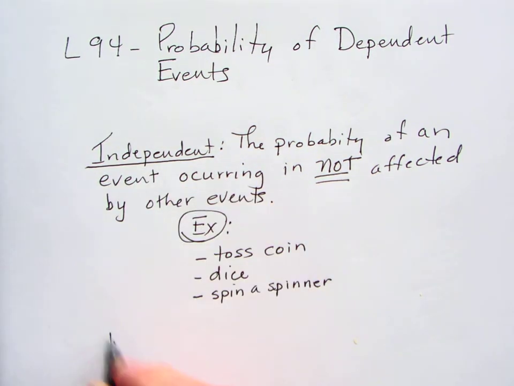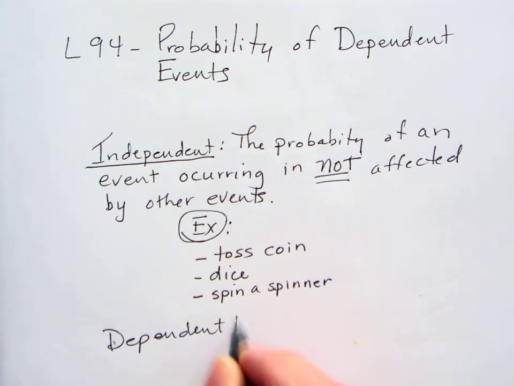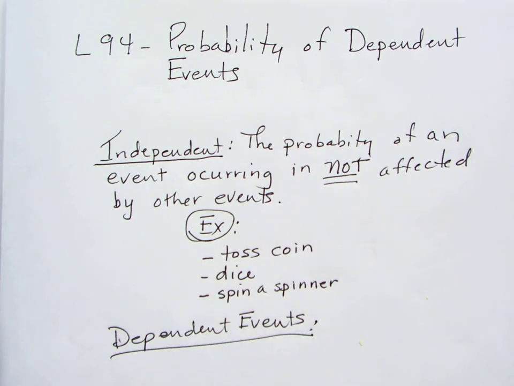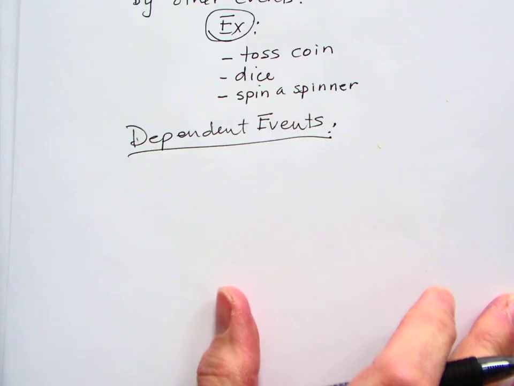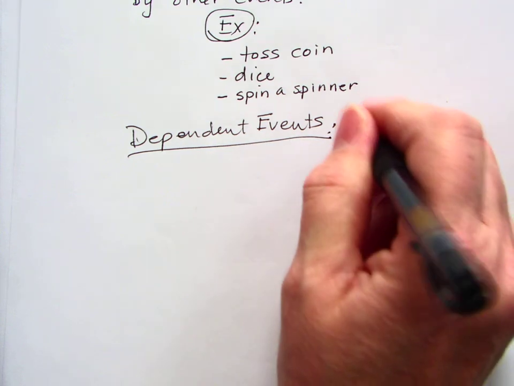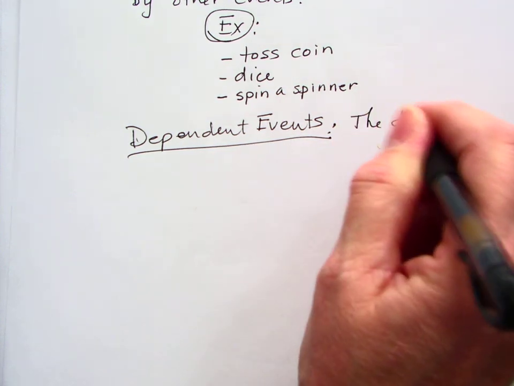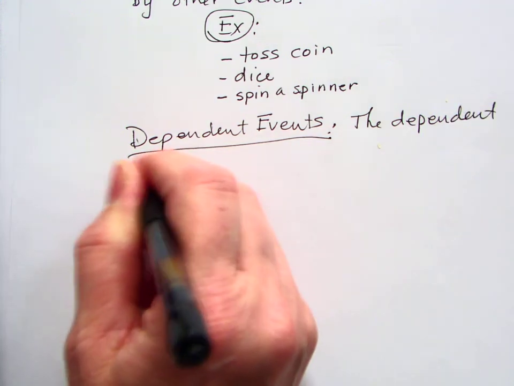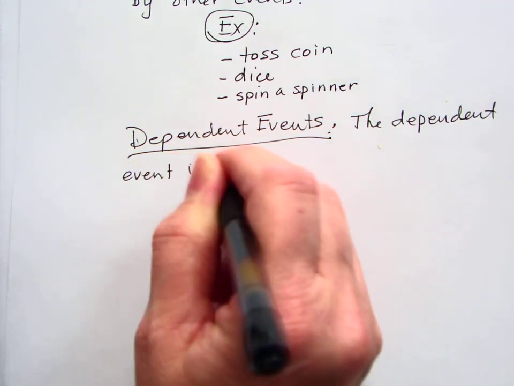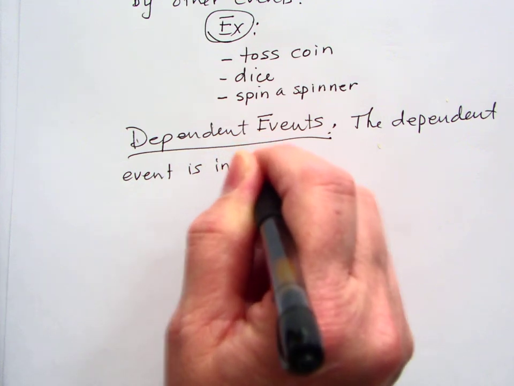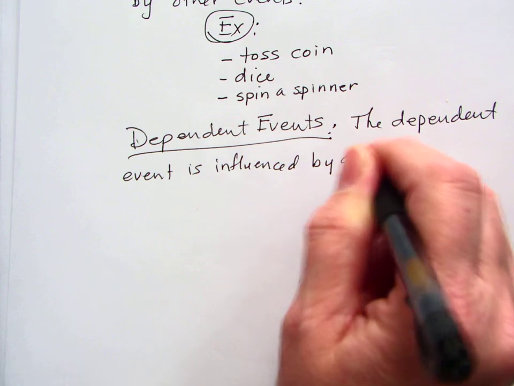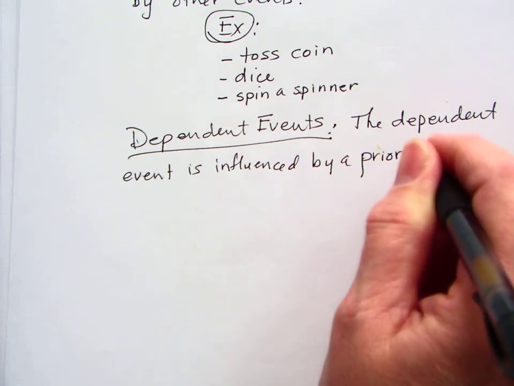Now, we're going to talk a little bit about dependent events. Okay, dependent events depend on what's happened before. A dependent event is influenced by a prior event.